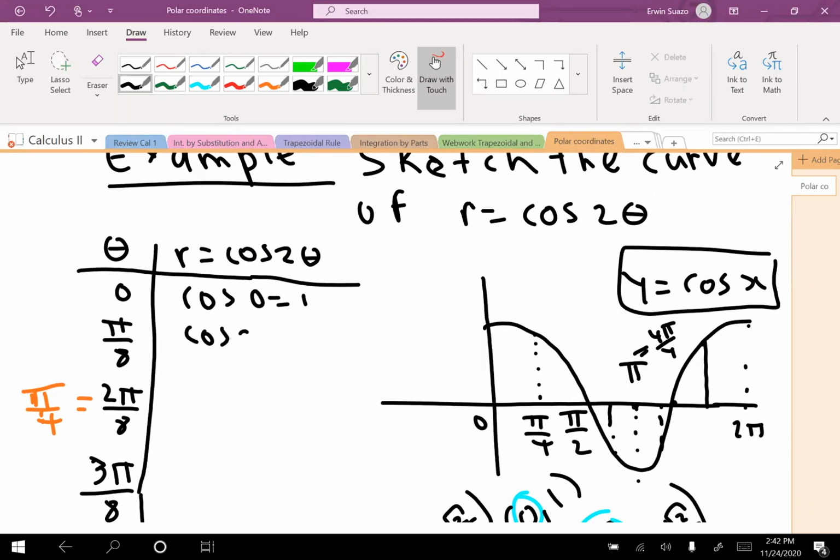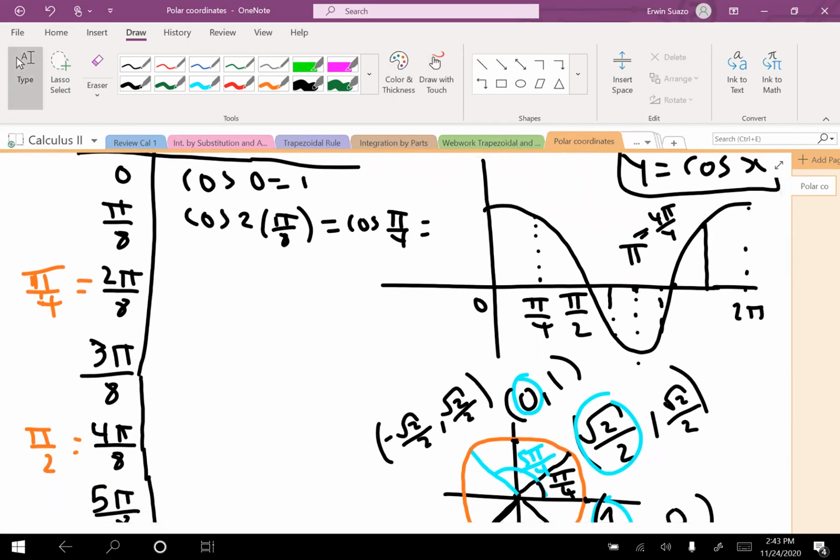Next is cosine of 2 times pi 8. 2 pi 8 is cosine of pi 4, right? So what is cosine of pi 4? We put it here. Square root of 2 divided by 2. So my next one is pi 4. So I have cosine of 2 times pi 4, which is cosine of pi halves. What is cosine of pi halves? 0. Yeah. Thank you.